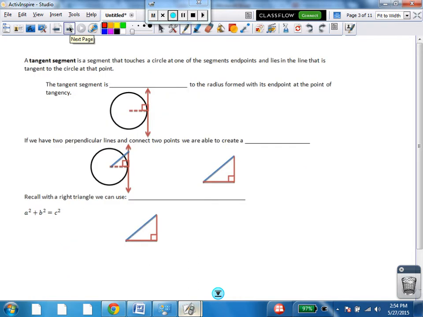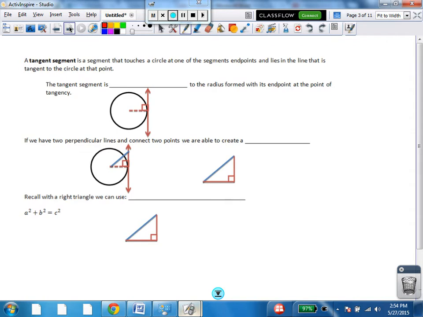Next concept is the idea of tangent segments. So we discussed what a tangent line is to a circle. Now we want to go a little bit further and talk about a tangent segment. Now a tangent segment is a segment that touches a circle at one of the segment's endpoints and lies in the line that is tangent to the circle at that point. Now that sounds all really confusing. So let's condense that to something a little easier.